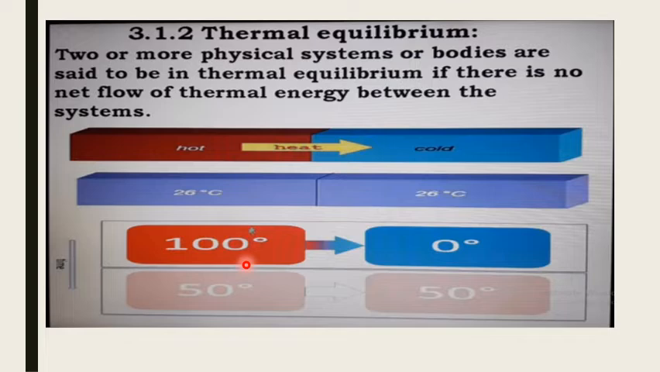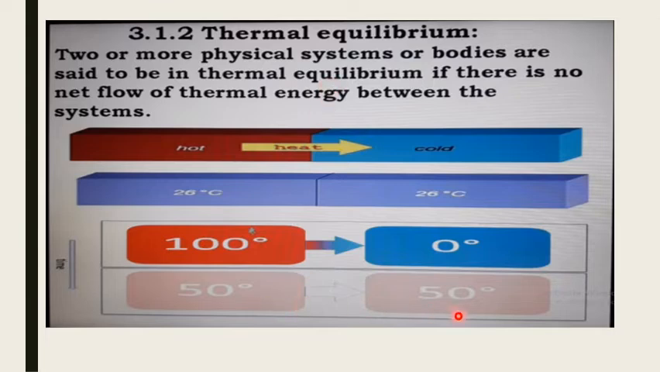So after heating, what will happen? Here in this first condition, the temperature is decreasing up to 50 degrees centigrade. In the second condition, 0 degree is raising. After heating, it is raising, increasing the temperature up to 50 degree Celsius. So finally both will be equal. So after heating, these two systems or these two bodies are said to be in thermal equilibrium.